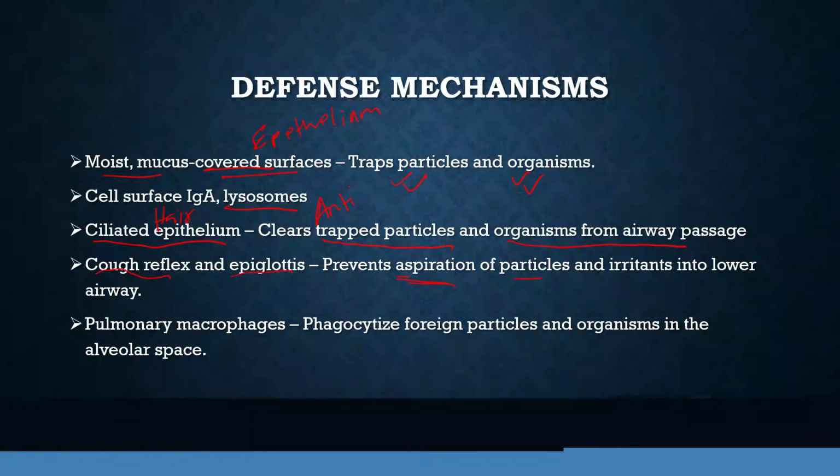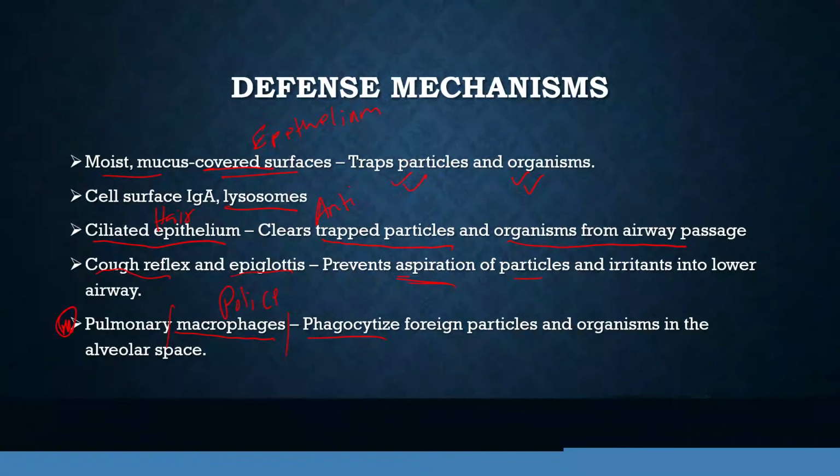And then we have pulmonary macrophages. Macrophages are more of a police system. They help eat up bacteria. It's an immune system in our body that helps fight foreign particles. Phagocytes simply mean eating up the bacteria or the foreign particles and organisms in the alveolar sac. So this is a preventive or defense mechanism in the air sac.